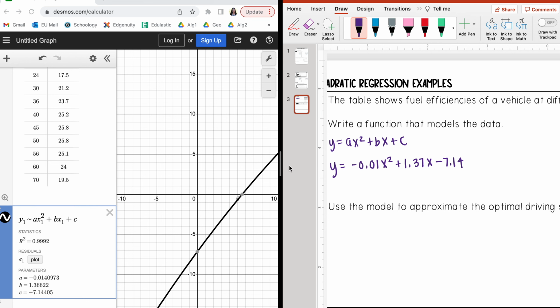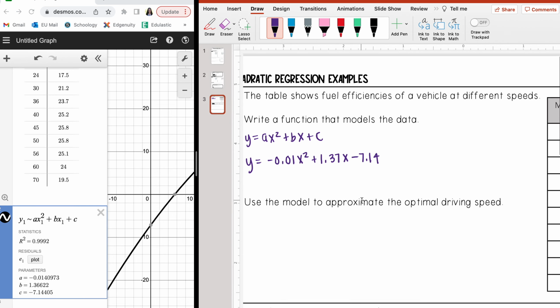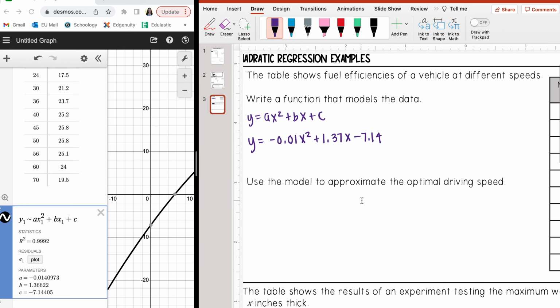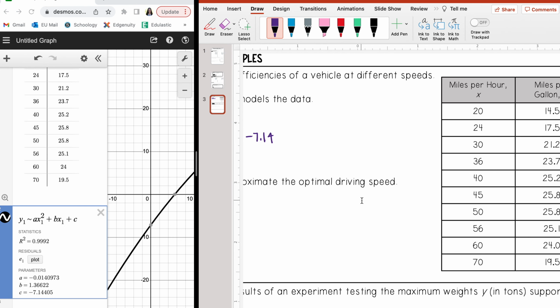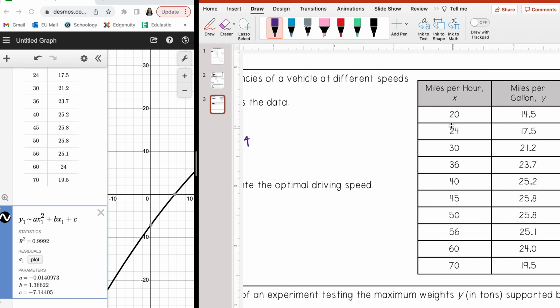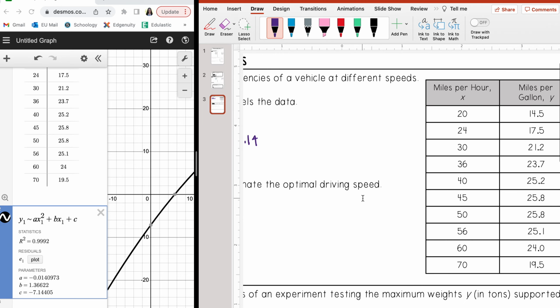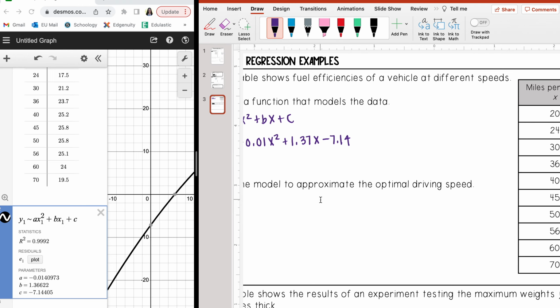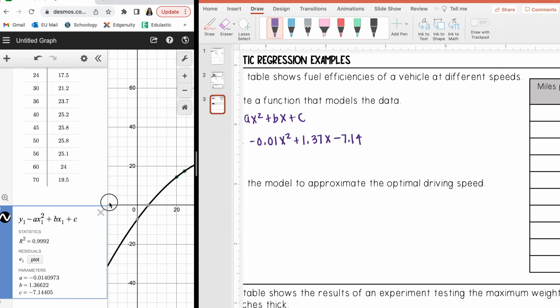Okay, and then the next part of this says to use the model to approximate the optimal driving speed. Looking again at what X and Y stand for, X is miles per hour and Y is miles per gallon. So the optimal driving speed would be the highest miles per gallon you can get for your miles per hour. So I want to look to see where my highest miles per gallon is and what speed I am driving at that point. This just says to approximate.